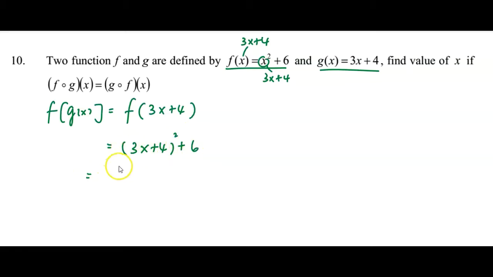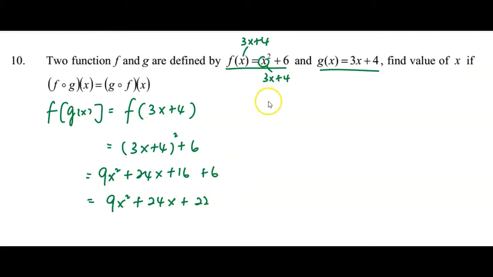Okay, to simplify, we will expand this. We'll have 9x squared plus 24x plus 16 plus 6. Simplify the constant, you will have 9x squared plus 24x plus 22. I will leave this first. Okay, later on we are going to use it to equate to the g(f(x)). So now get your g(f(x)) by putting f(x) in the bracket, and f(x) will be replaced by x squared plus 6.